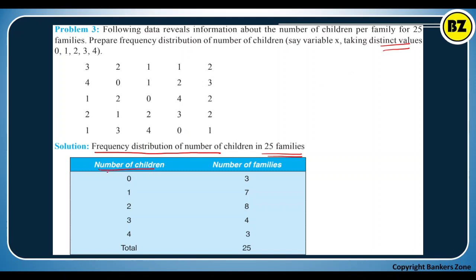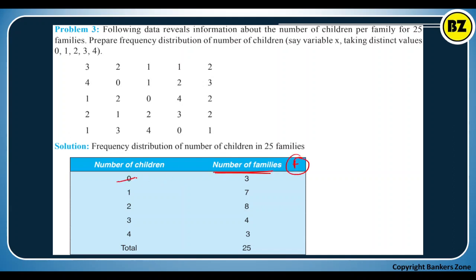Now, the number of children you can observe here ranges from 0 children in the family, 1 child, 2 children, 3 children, 4 children. Maximum 4 children. So the number of children ranges from 0 to 4. So I have taken the number of children here as 0, 1, 2, 3 and 4. Now the number of repetitions, that is the frequency, we have to calculate.